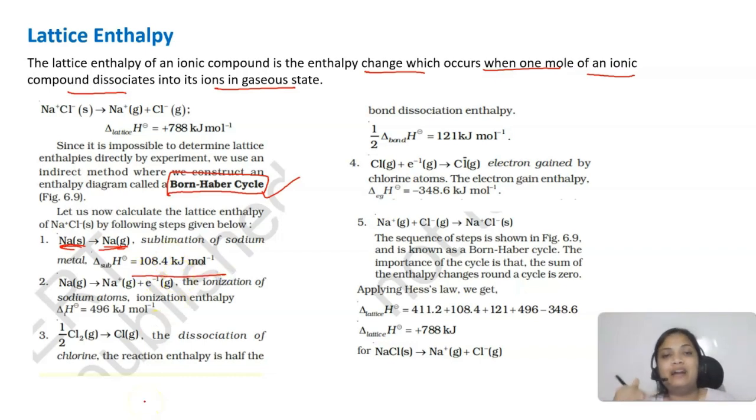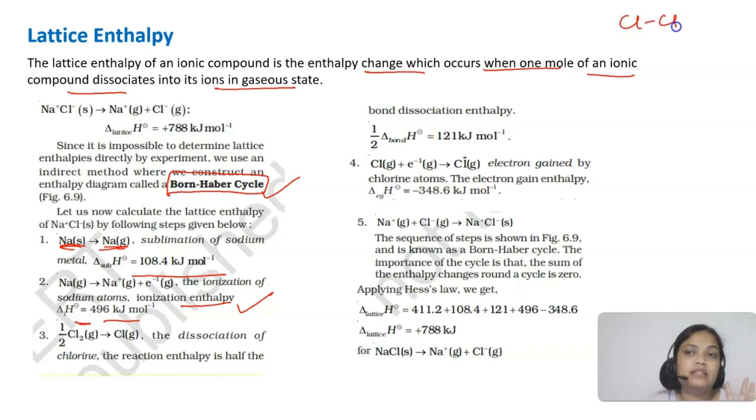Now that sodium atom which is present in the gaseous state will convert to sodium ion, meaning it will lose the electron. You know that the energy required to remove an electron from an isolated gaseous atom is the ionization enthalpy. So here the enthalpy change will be the ionization enthalpy. So 496 kilojoule per mole energy is required. Same goes with chlorine. First of all, dissociation of chlorine will happen because chlorine exists as a diatomic molecule.